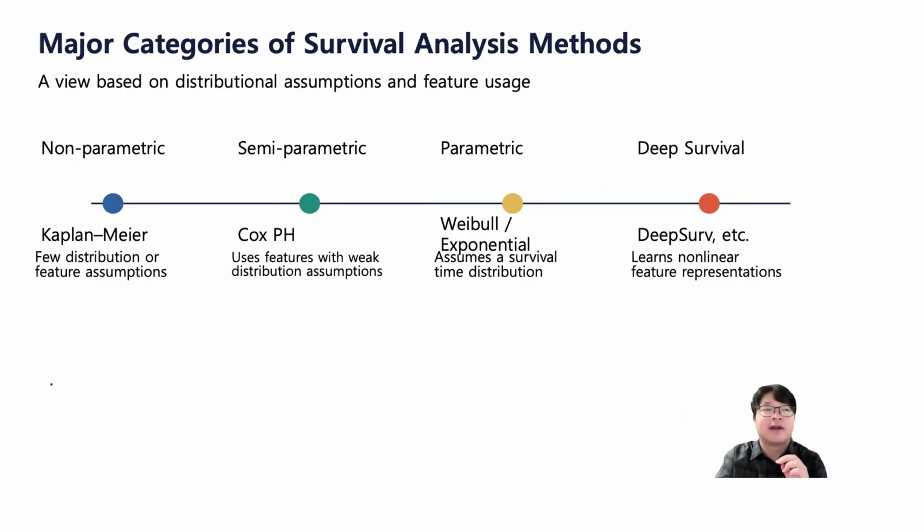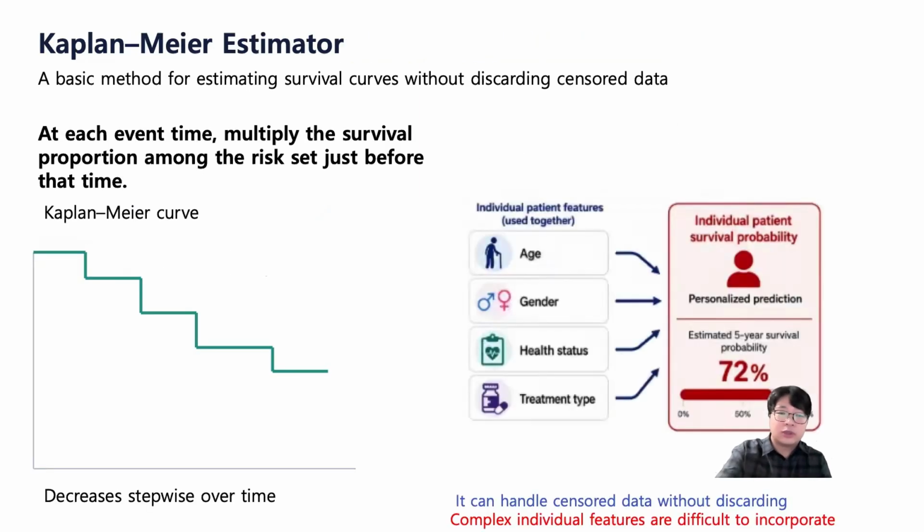The second category is semi-parametric methods such as the Cox proportional hazard model. These methods can use covariates with relatively weak distribution assumptions, but they still rely on assumptions such as proportional hazard. The third category is parametric methods, such as Weibull or exponential survival models. The fourth category is deep survival models, such as DeepSurv and DeepHit. These models use neural networks for learning non-linear feature representations. DRSA belongs to this deep survival modeling direction, but it introduces a recurrent structure to model the temporal dependence across time intervals.